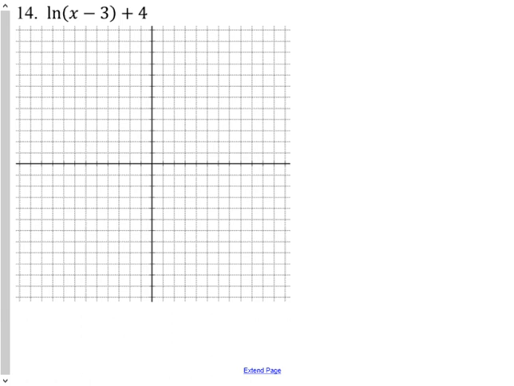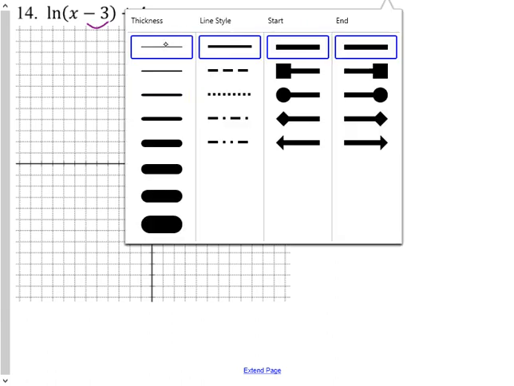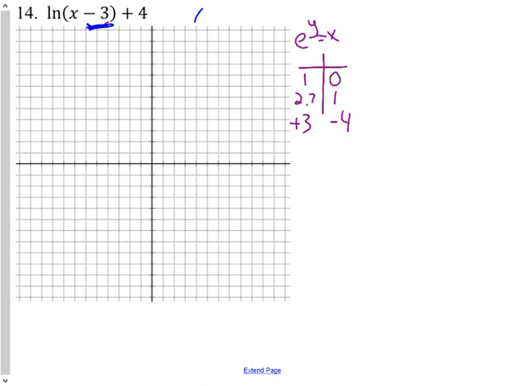Next one, we got ln, right? So this is e to the y equals x. Again, I only need 2 points, so e to the 0 is 1, e to the 1 is 2.7. Yep, I know it's 2.71 and keeps going, but I don't really need more than that. And how is the minus 3 plus 4 affected? I'm going to add 3 to my x's, subtract 4 from my y's, and this is where my asymptote is. X equals 3 is my vertical asymptote.